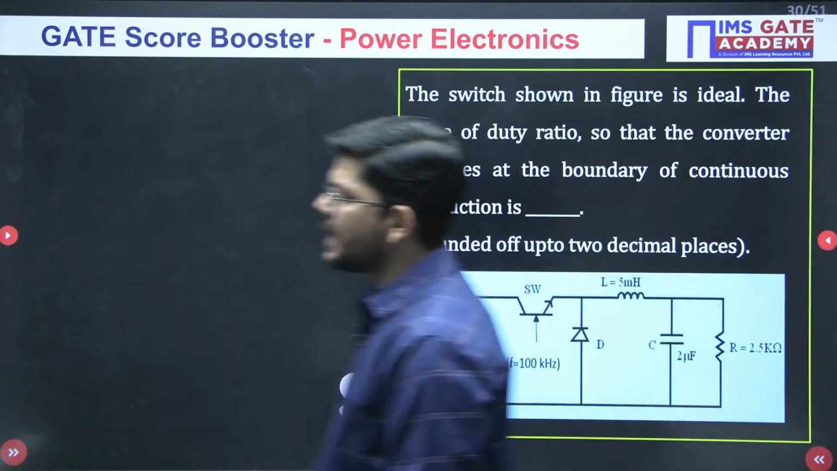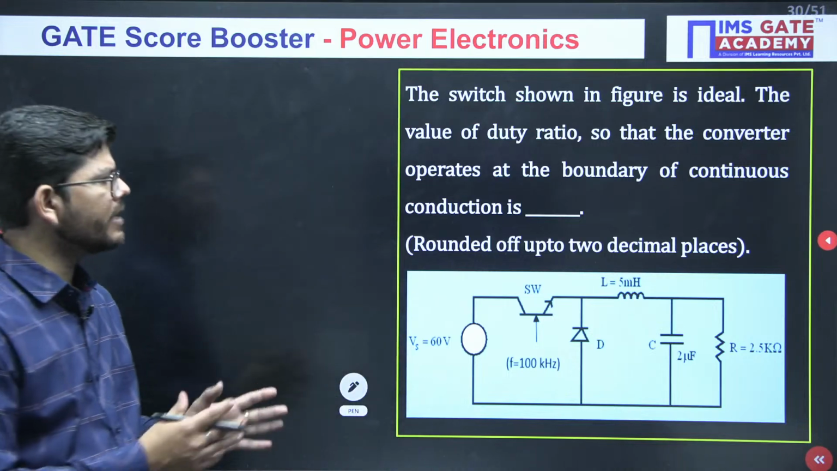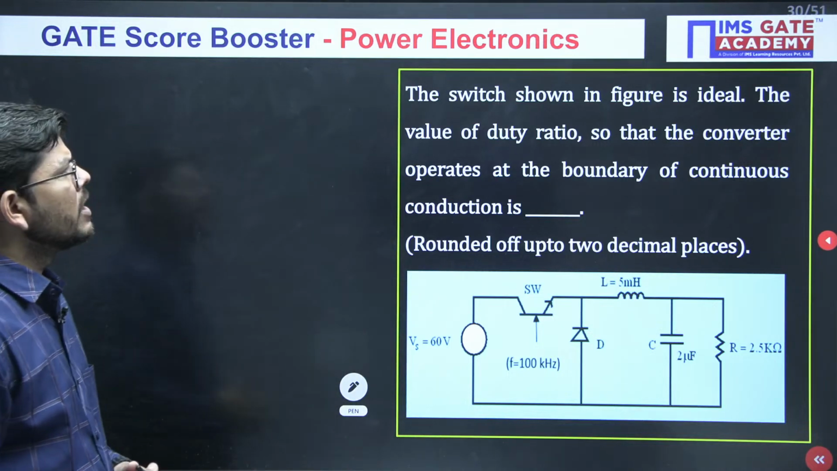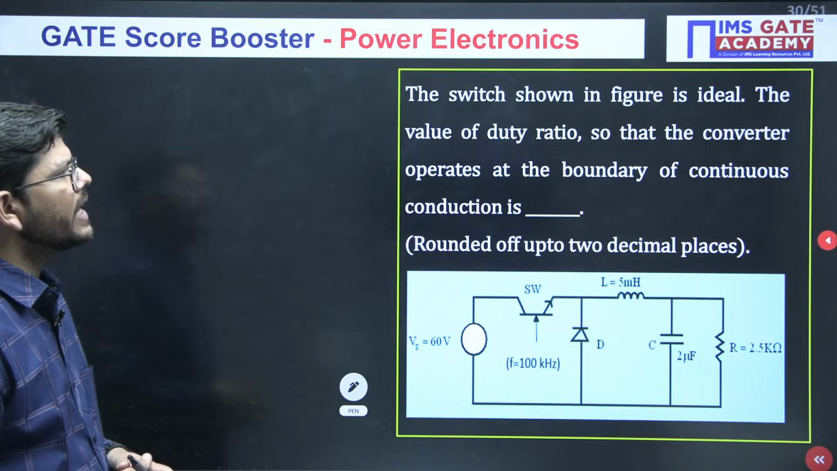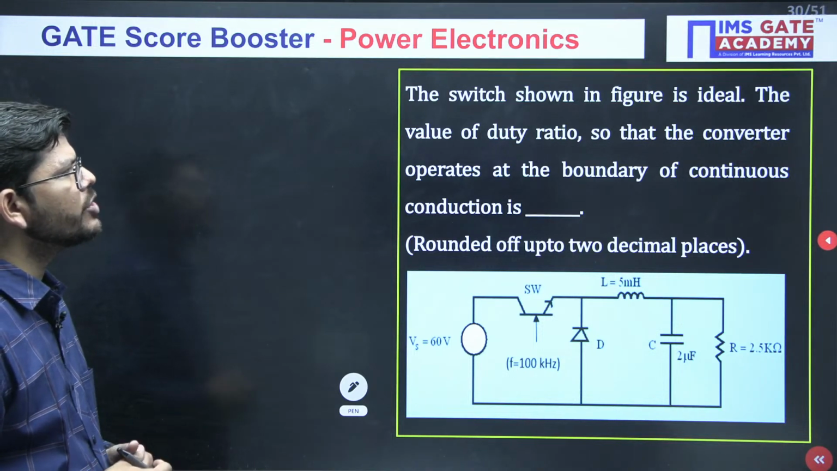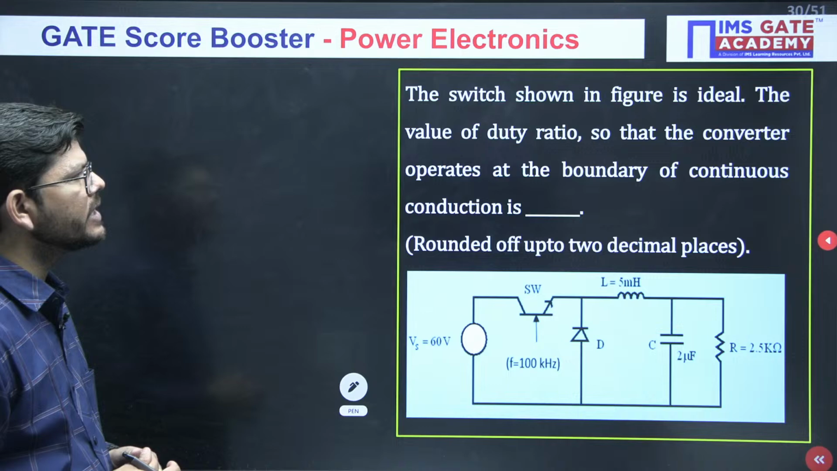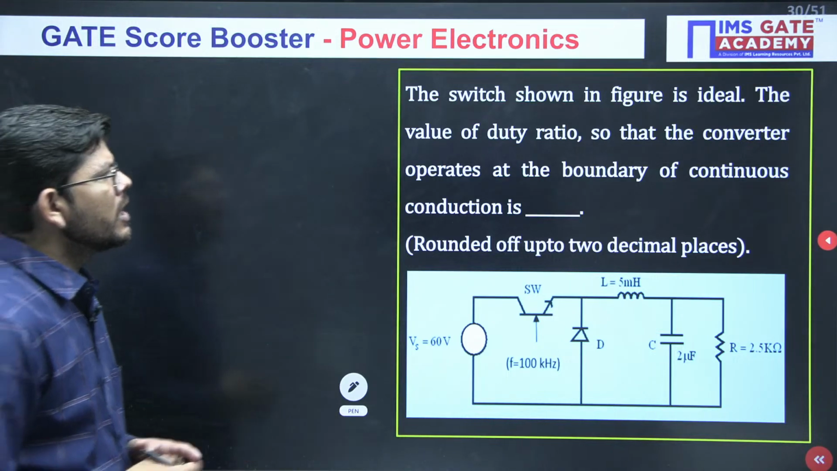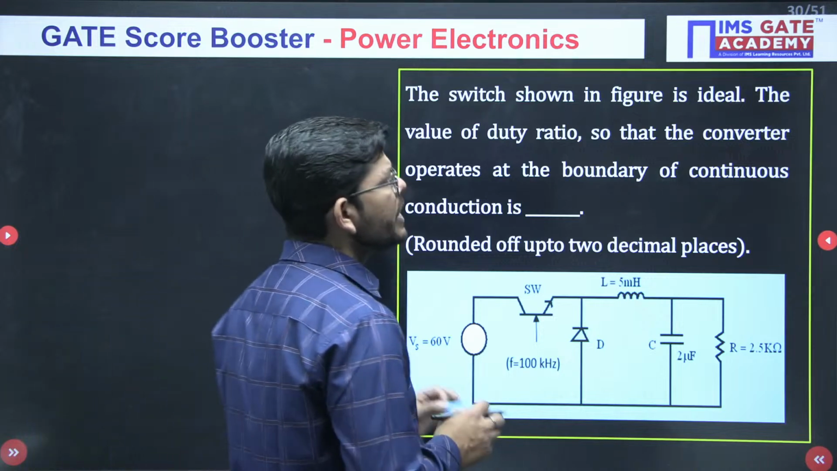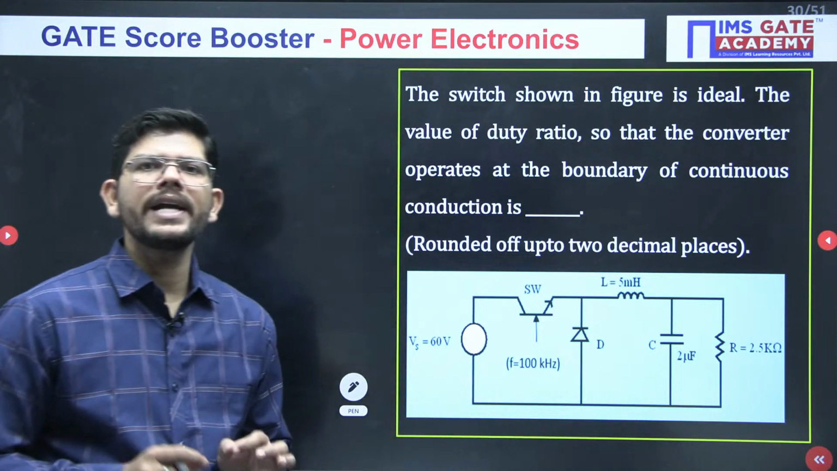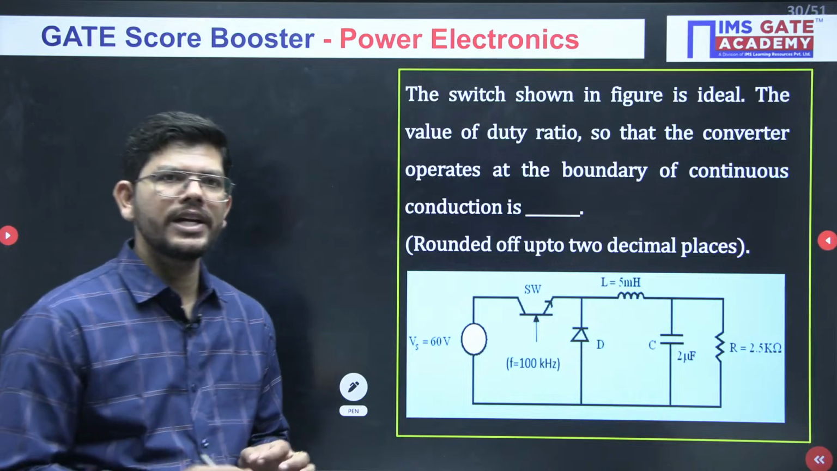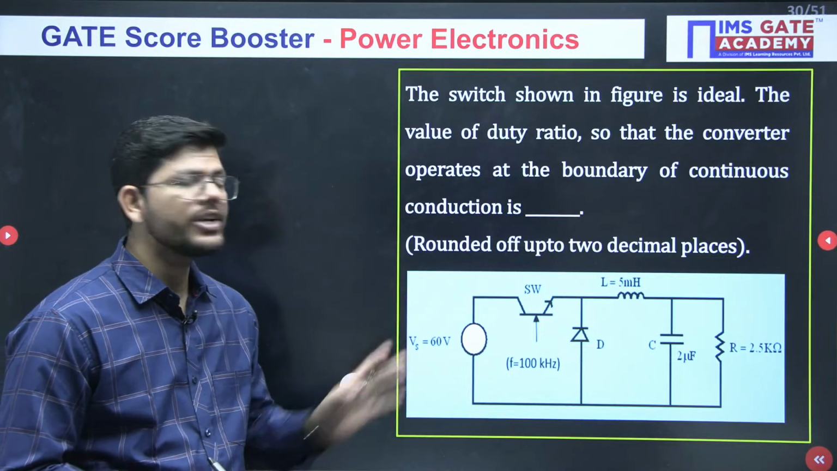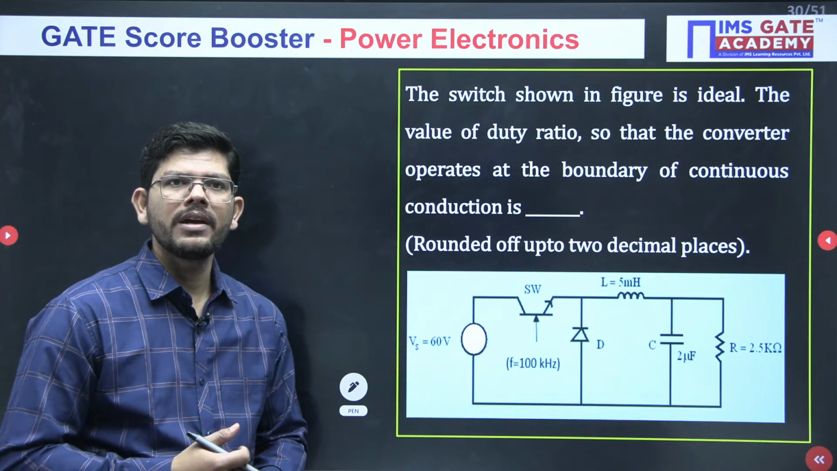Okay. So moving towards the next question. This is the next question that we have. The switch shown in figure is ideal. Find the value of duty ratio so that the converter operates at the boundary of continuous conduction. Okay. What will be the value of duty ratio if the converter is operating at the boundary of continuous conduction?